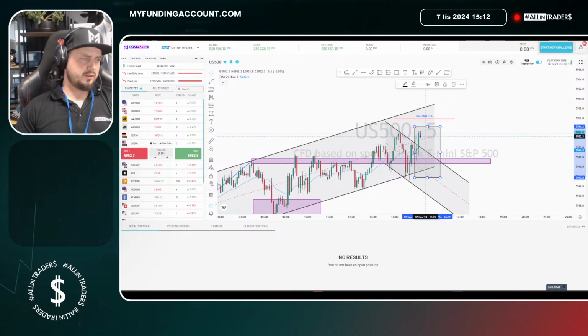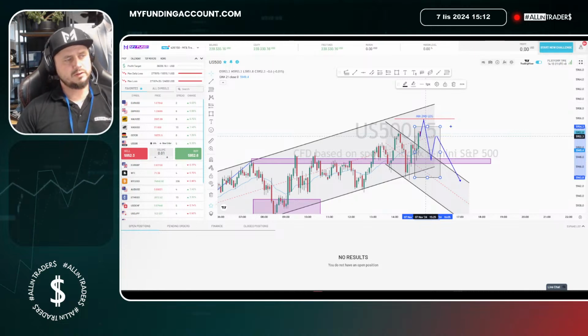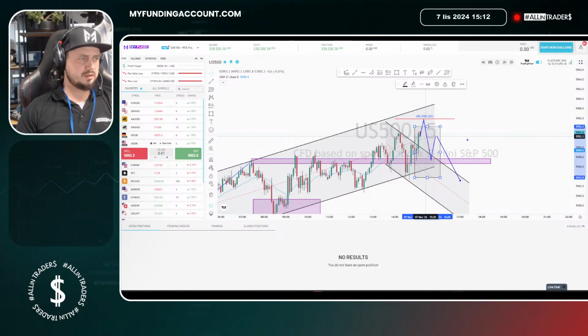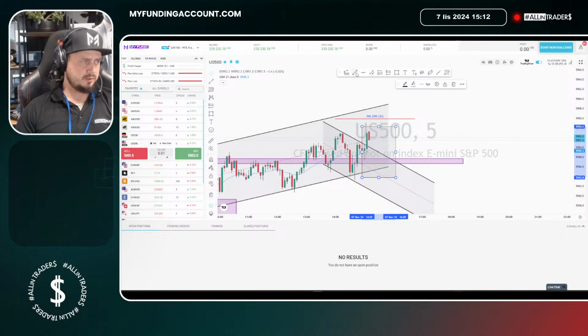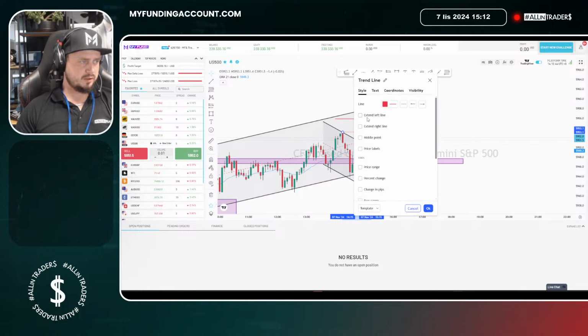Here we don't have a situation yet. After getting to the measured move, maybe something like this. We're going to try to use some imbalances, but not yet. Not yet. We got some liquidity up here. I'm mixing a little bit two strategies now, but that's what I do.